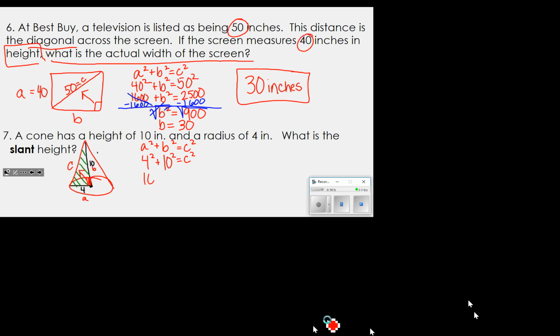And we have 16 plus 100 equals C squared. Add those together, 116 equals C squared. We're not looking for the area of a square, so we're going to do square root, and cancel. And the square root of 116 is approximately 10.8, and that is C. So our answer, what is the slant height, is going to be 10.8 inches.